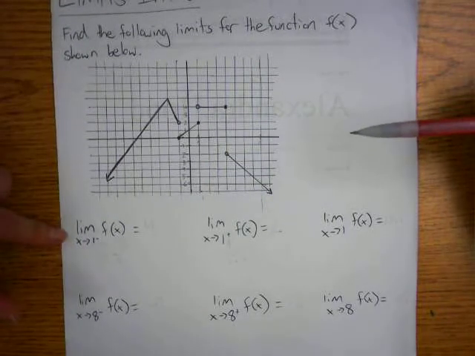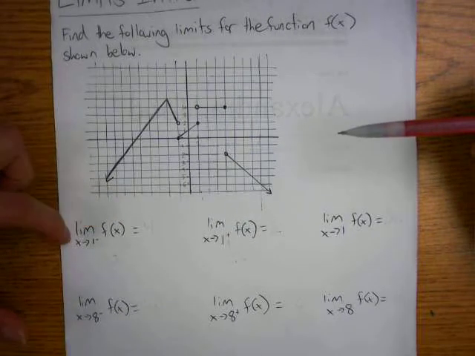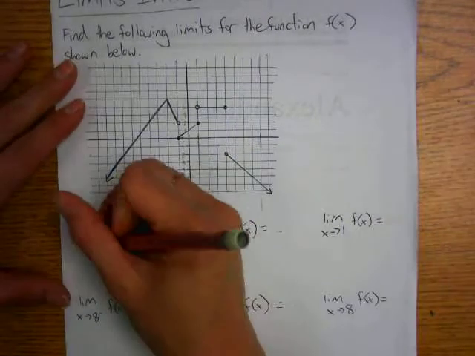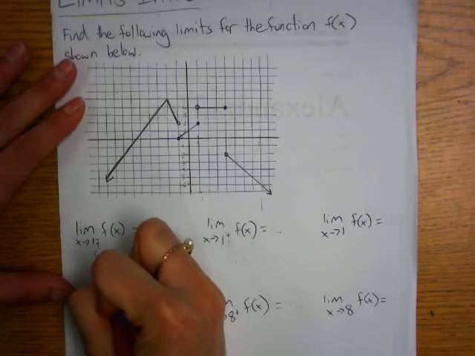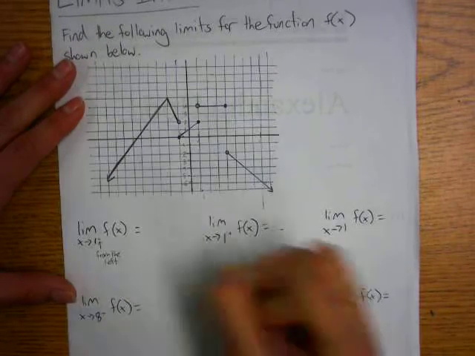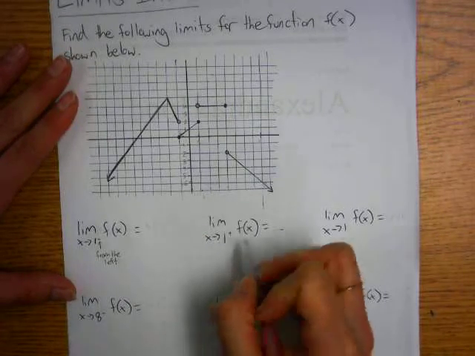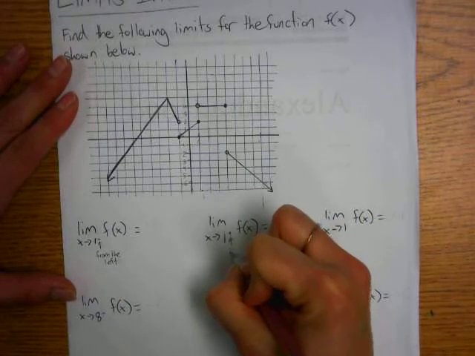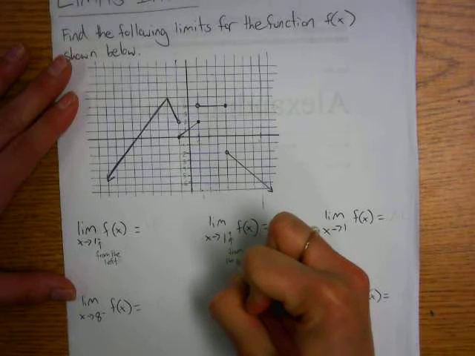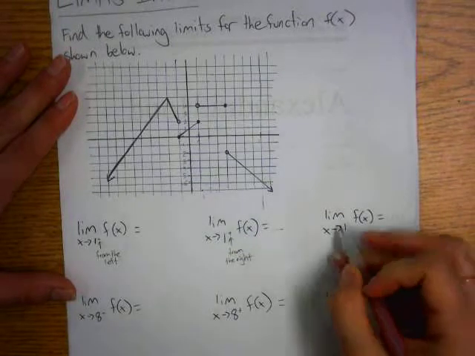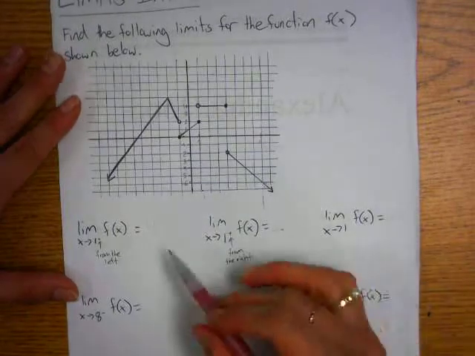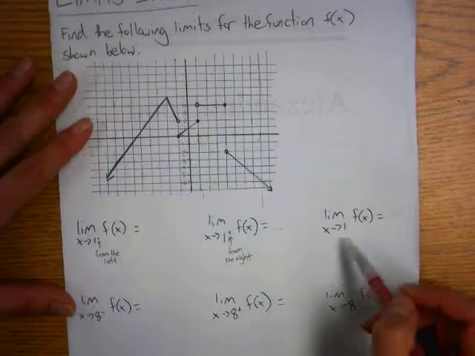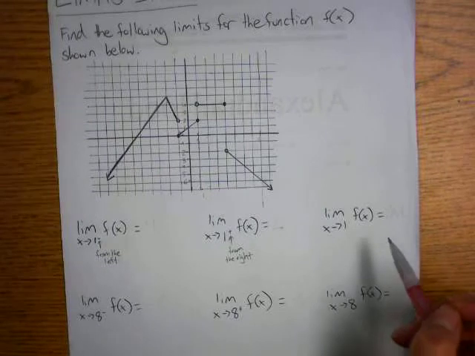So this one says the limit of f of x as x approaches 1, and this little sign right here, this minus sign, means from the left. This says the limit of f of x as x approaches 1, and this little sign means from the right. And this third one says the limit of f of x as x approaches 1. So we're going to be looking at both from the left and from the right and thinking overall, where is the function headed as x gets closer to 1.